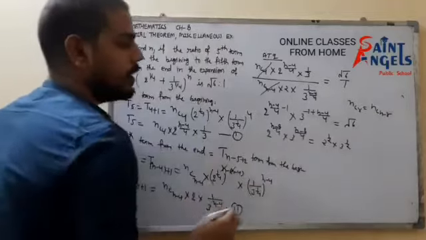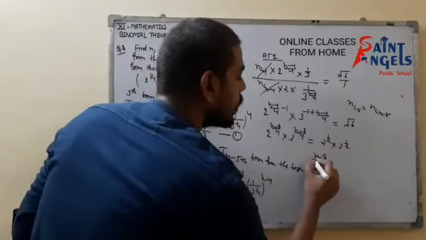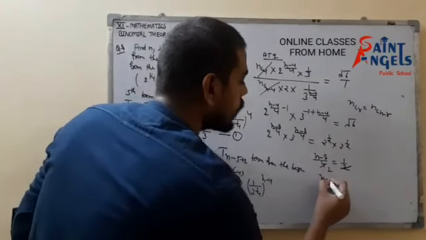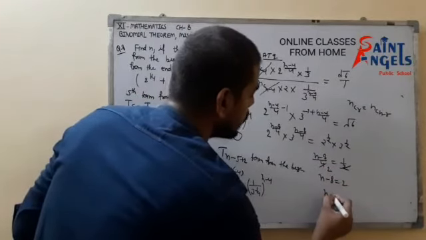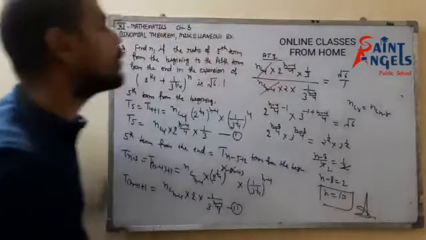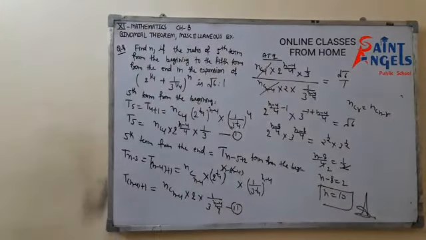Now compare the powers. It means (n minus 8) upon 4 equals 1 by 2, so that will be 2 times. So n minus 8 equals 2 and n equals 8 plus 2, that is 10. So this is our required answer. Very good question. Okay, now please pause the video and note it down.